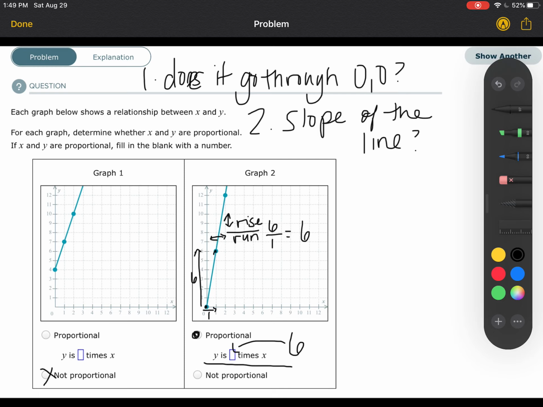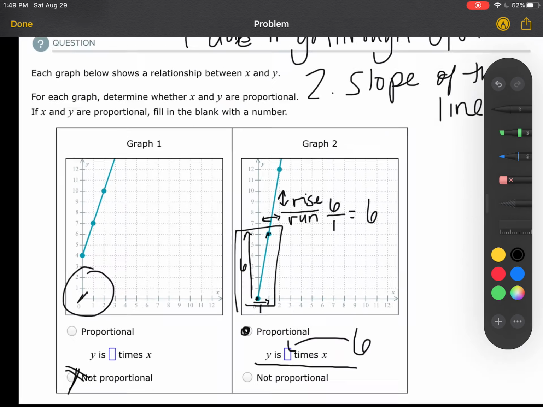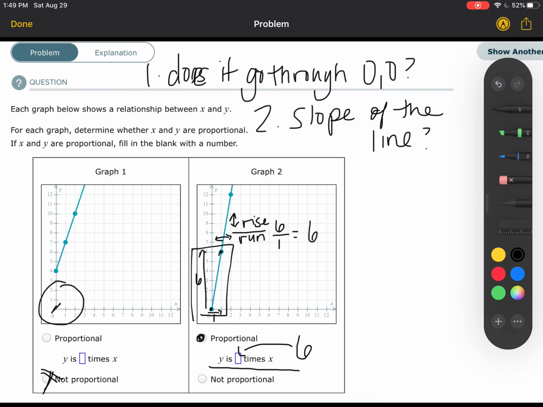Okay, so this is the question. As long as you first look, does it go through the origin, that 0, 0 point right there? If it doesn't, you click that, and if it does, you find the slope of the line with those 2 points, between these 2 points. I mean, you could do it with this, but it's a lot easier with these, because then you don't have to figure out what the difference is. So I would suggest to do it with those.